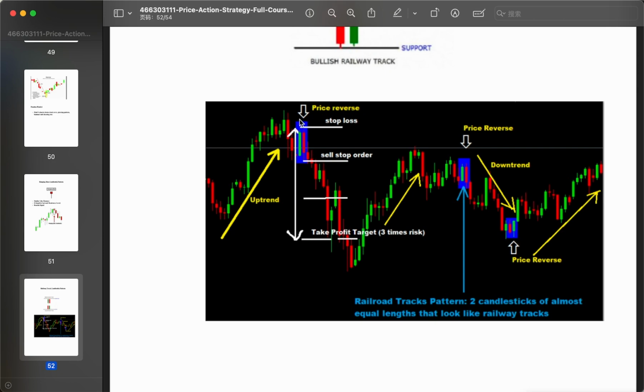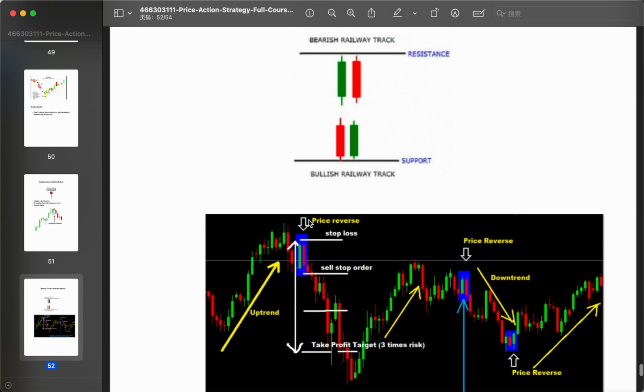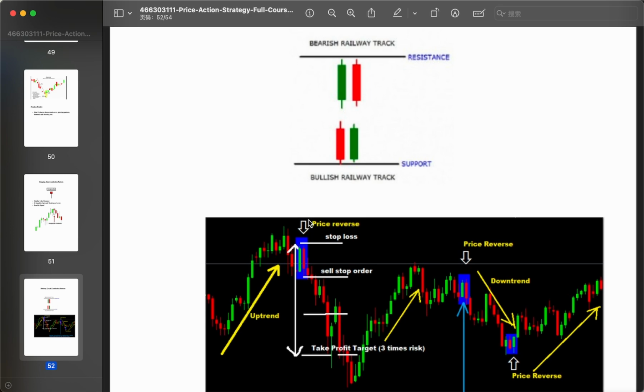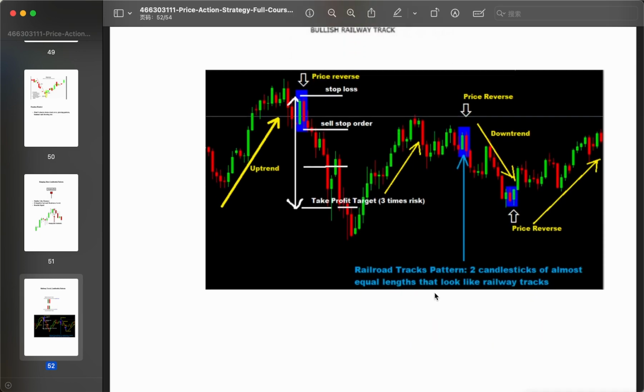So in this blue area, you see the first railway, very similar green bar and red bar. Here you see the market showing a reversal. In the second blue area, you see what I call a bearish railway signal. You have two very similar bars, and then you just hit reversely, and then you hit the bottom. There's the third blue area, which means another price reversal, and the price goes up since then. So this is the railroad tracks pattern. They have two candlesticks of almost equal lengths that look like railway tracks.